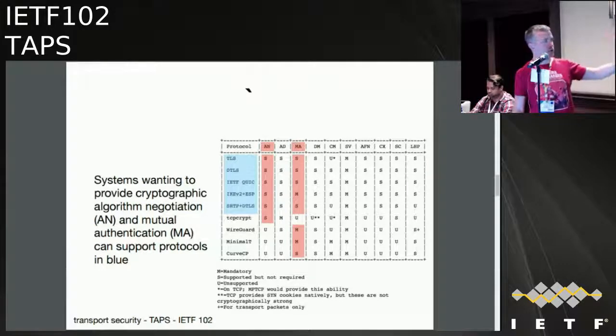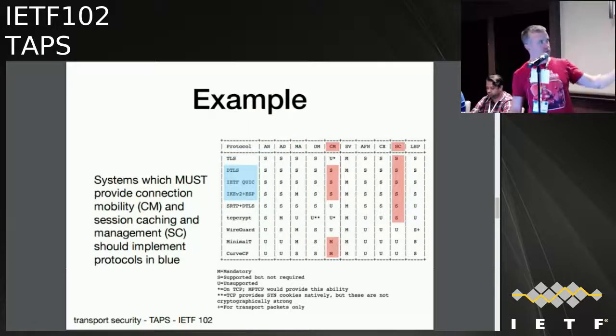and mutual authentication can support the protocols listed in blue, because that's the intersection of supported or required on both columns. Similarly, for this example, systems which must provide connection mobility and session cast management should only implement the protocols in blue. So it's pretty straightforward.